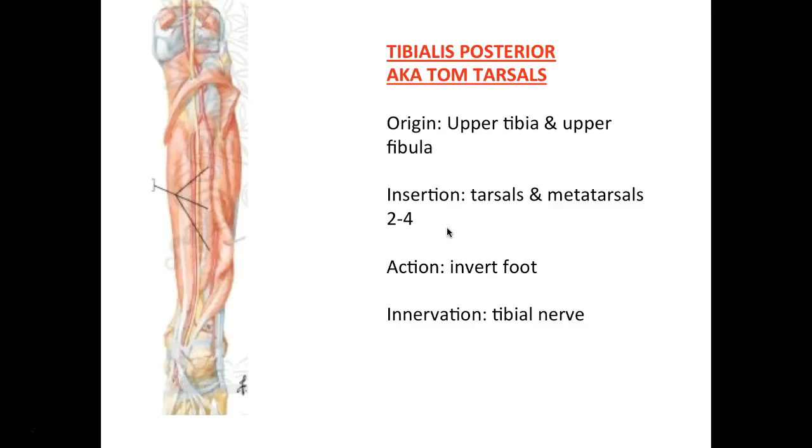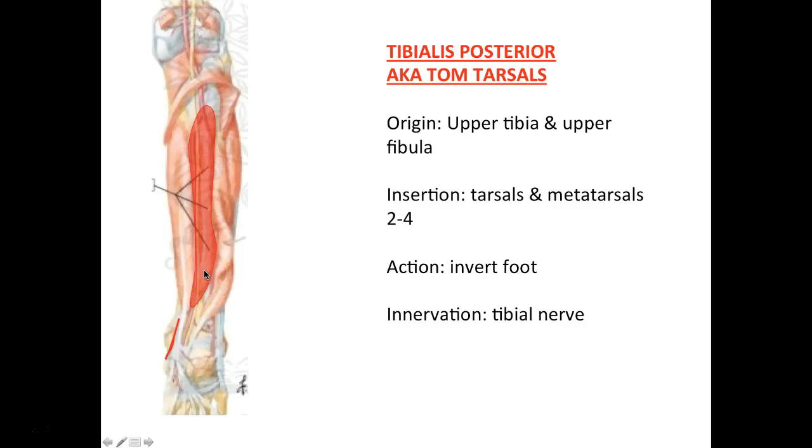So this is a little bit blurry of an image, but if we were to completely dissect all the superficial posterior muscles away, you're going to be able to see that Tom, or tibialis posterior, is actually in the middle, even though its tendon is the first one behind that medial malleolus. So don't let that confuse you.